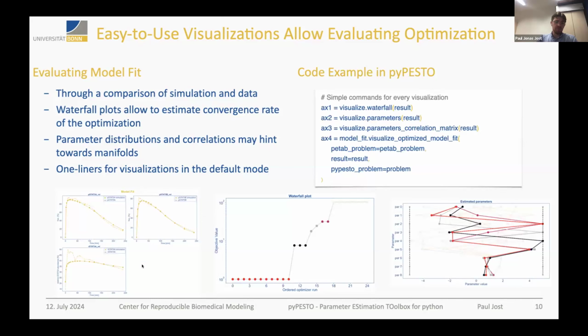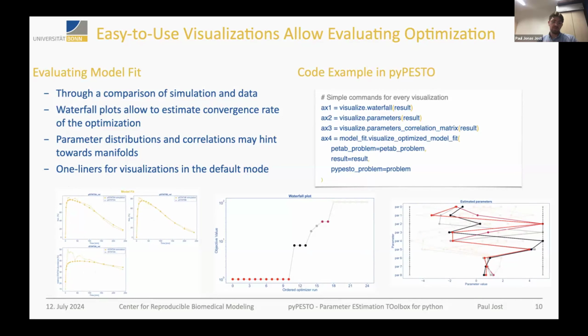The first one is the model fit. If we look at this, for example, it shows you all the observables, and the dotted line shows you the measurements, and the solid line is the simulation. We can see those two fit quite well. This one, we're not so sure whether we like this yet. And then we can have a look at the waterfall plot.